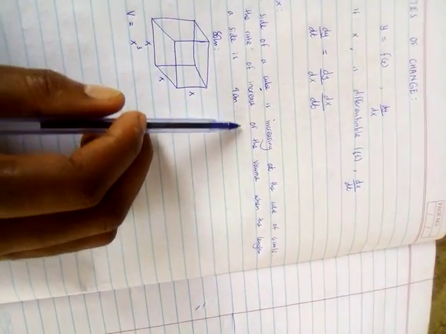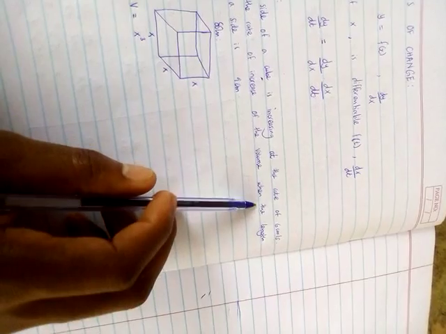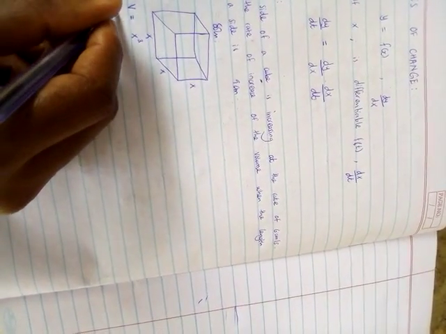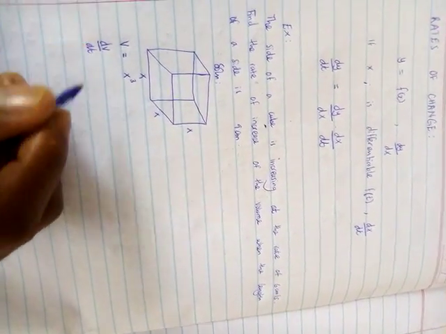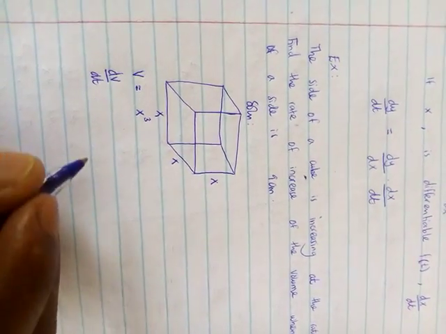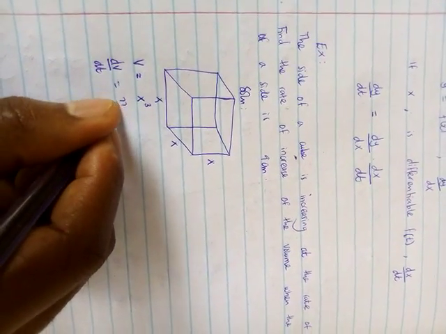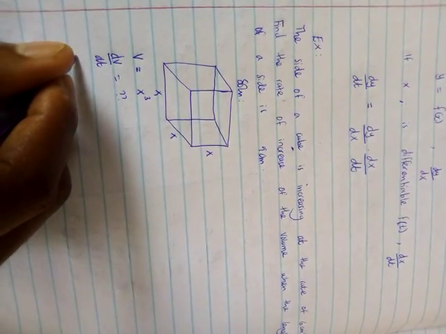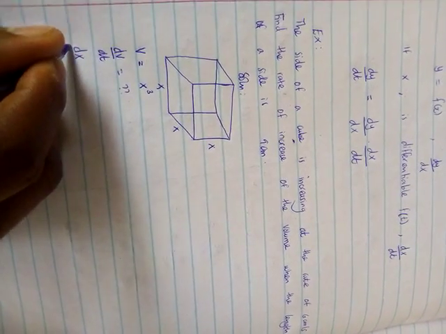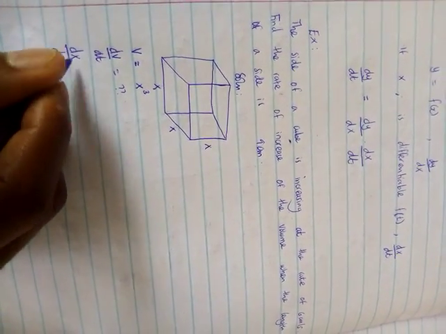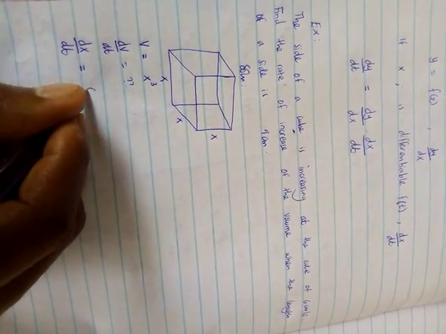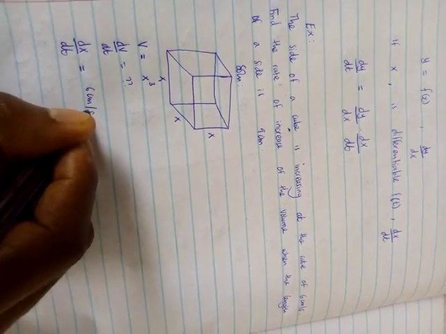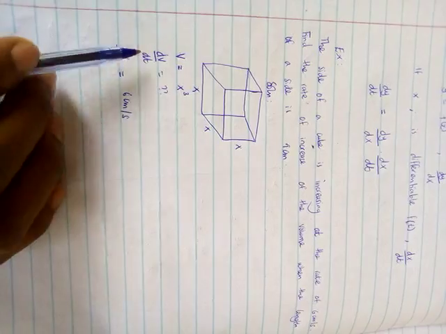They want us to find the rate of change in volume, meaning they are interested in how the volume, dV/dt, is changing with respect to time. This is what is required. But what are we given? We've been given how the side is changing with respect to time, dx/dt, and this has been given as 6 centimeters per second. To get dV/dt, we use the chain rule.